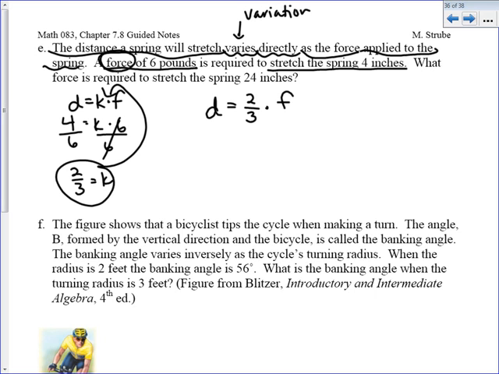Remember, I said it's not always the stuff on the right. You've got to look at what you have. 24 inches is a distance. We said 4 inches was a distance. Force is measured in pounds. So in place of D this time, it's not always just throw it in on the right. In place of D, we have 24 equals 2/3 times F.